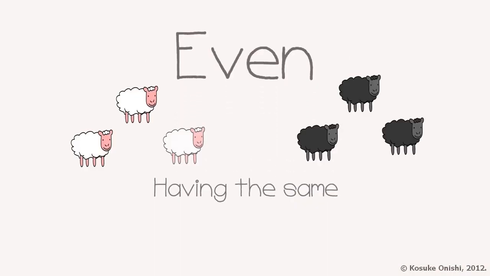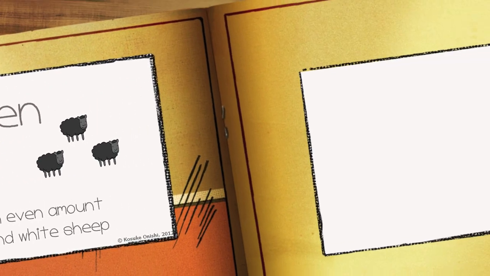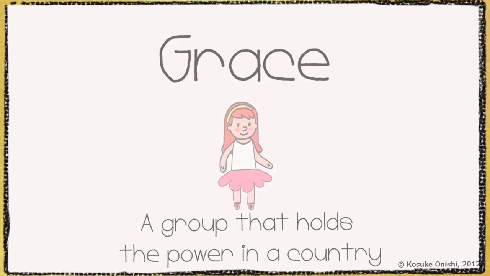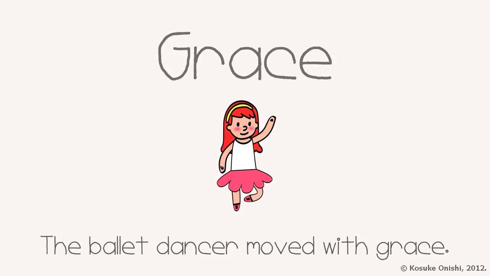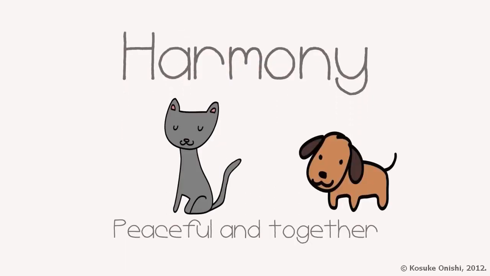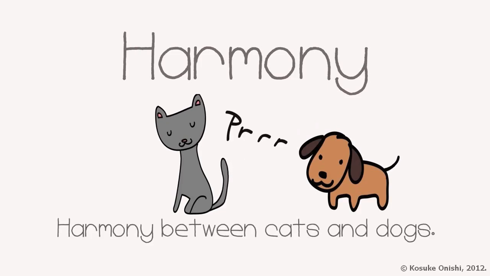Even. Having the same amount. There is an even amount of black and white sheep. Grace. A charm. The ballet dancer moved with grace. Harmony. Peaceful and together. Harmony between cats and dogs.